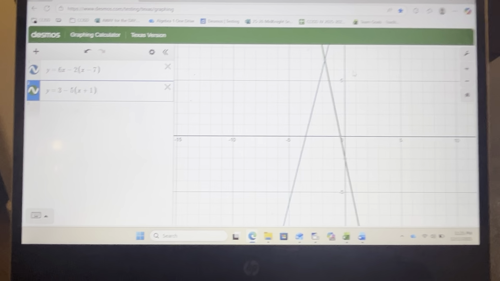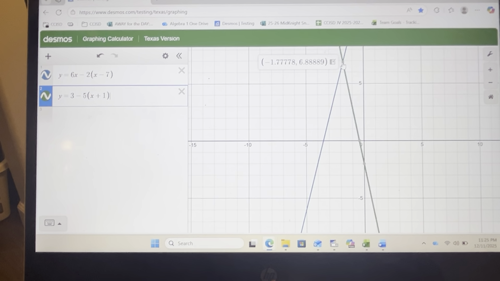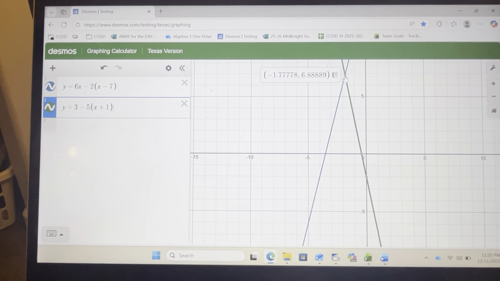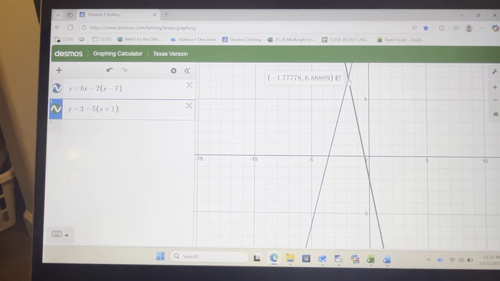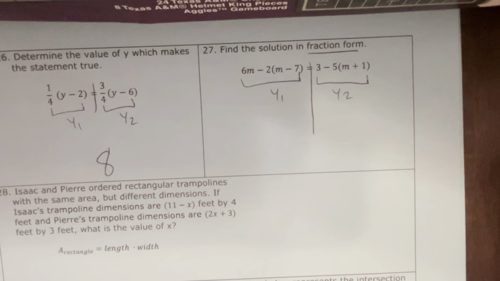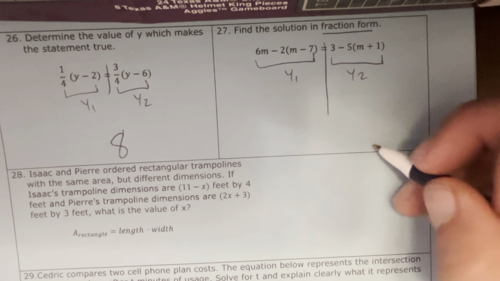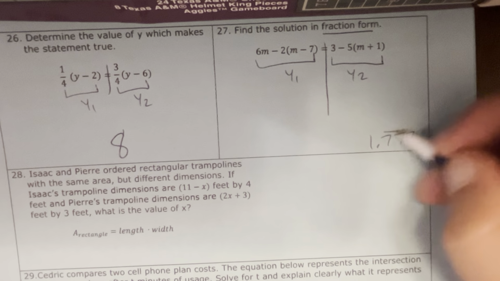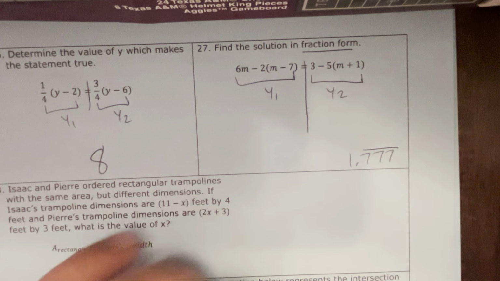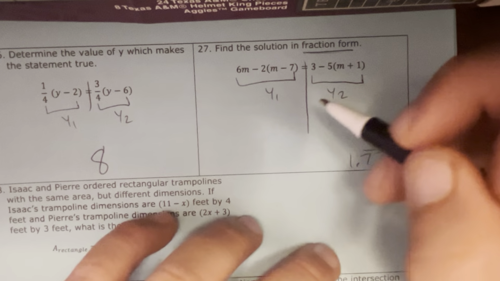All right, and then for number 27, if I find it, it's -1.777 repeating. It did say it went in fraction form, so we're actually going to have to solve this one by hand. All right, so like we found, number 26, the answer was 8. For this one, it was 1.777 repeating. But again, since it's not in fraction form, we need to find it by hand.